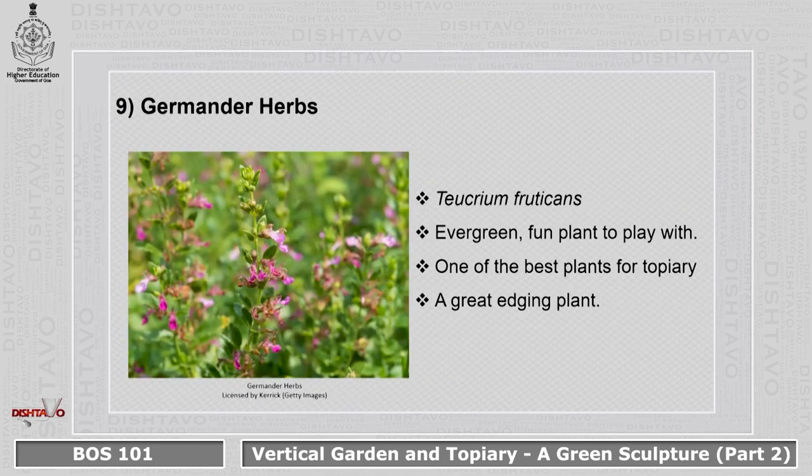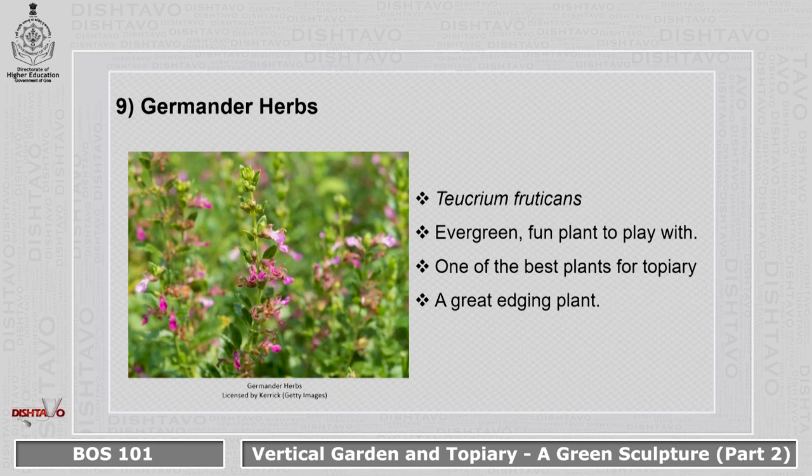The eighth one is Jamunda herbs, botanically called as Theocrim fruticans. It is evergreen. And the beauty of this plant is it is a fun plant. Why it is called as a fun plant to play with? Because the more you cut, you will get more branches coming out. So any type of shape or any type of direction can be given to this plant so that you get different types of shapes. So this is considered as one of the best plants for topiary.